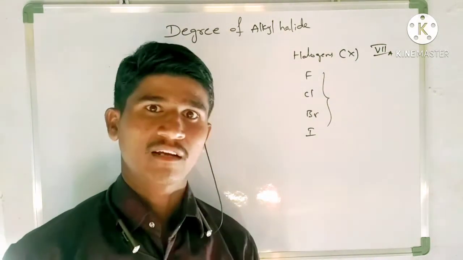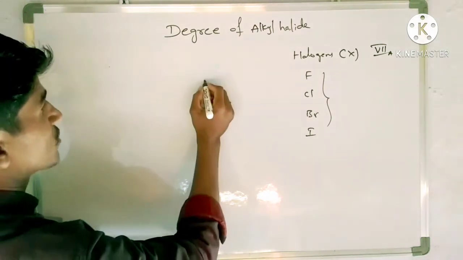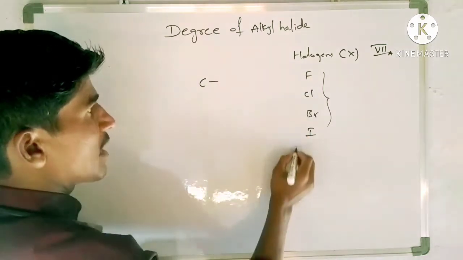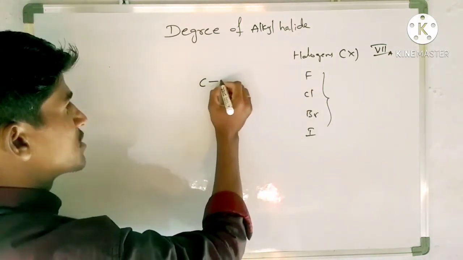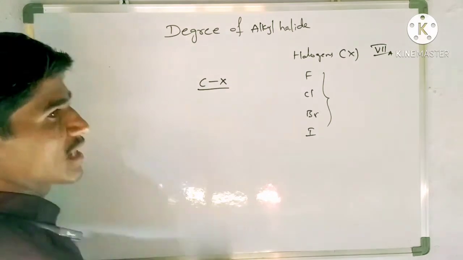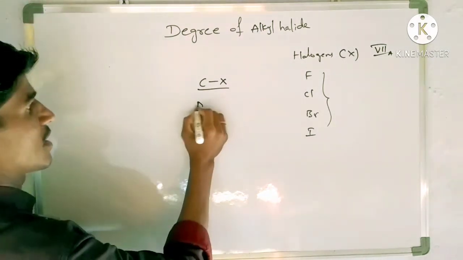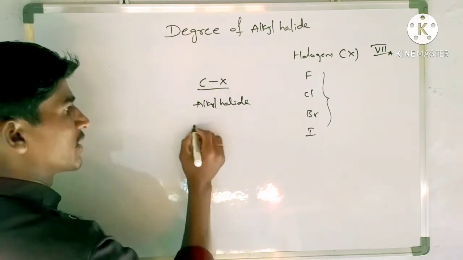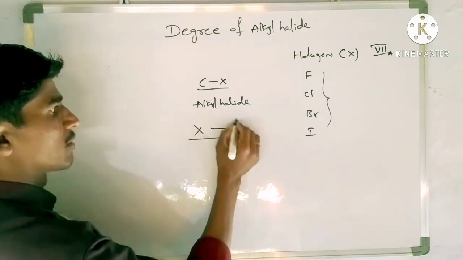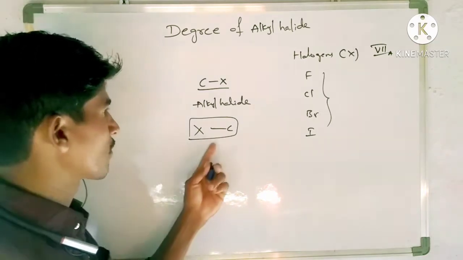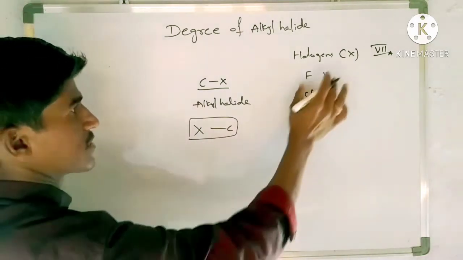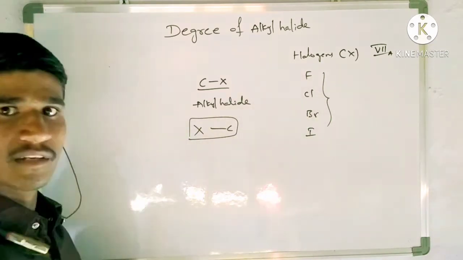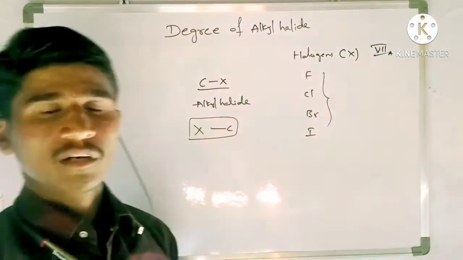Now, what is an alkyl halide? Alkyl halides are compounds in which these halogens are bonded with carbon. This is called an alkyl halide. Alkyl halide is nothing but binding of halogen with carbon. Halogens can be written as X. X is nothing but fluorine, chlorine, bromine, iodine. Now let us discuss the degree of alkyl halide.